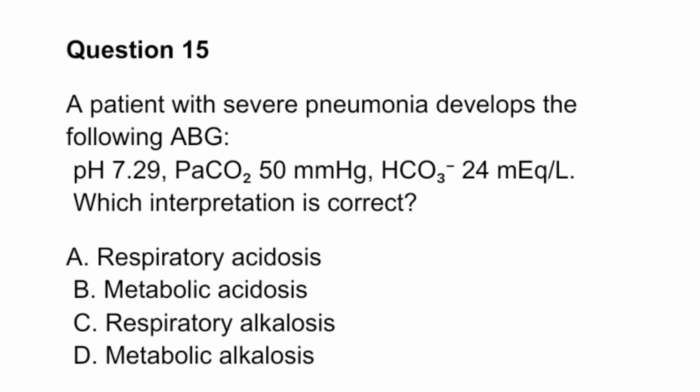Question 15. A patient with severe pneumonia develops the following ABG: pH 7.29, PaCO2 50 mm Hg, HCO3- 24 milliequivalents per liter. Which interpretation is correct? A. Respiratory acidosis. B. Metabolic acidosis. C. Respiratory alkalosis. D. Metabolic alkalosis.